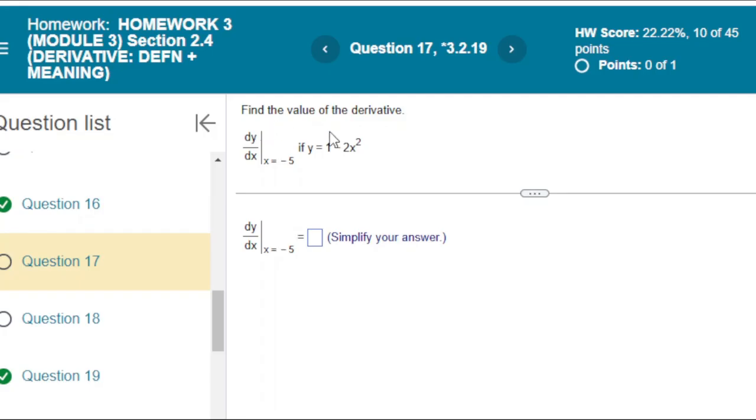All right, now what about this one? Find the value of the derivative. It's asking us for dy dx, and that's just another way of saying y prime, or the derivative. Now, this vertical bar means evaluated at x equals -5. So what's the derivative at -5? If this were f of x instead of y, so we're calling it y equals 1 minus 2x squared, this would be the same thing as saying, what's f prime of -5? What's the derivative at -5? So we're writing it dy dx evaluated at -5.